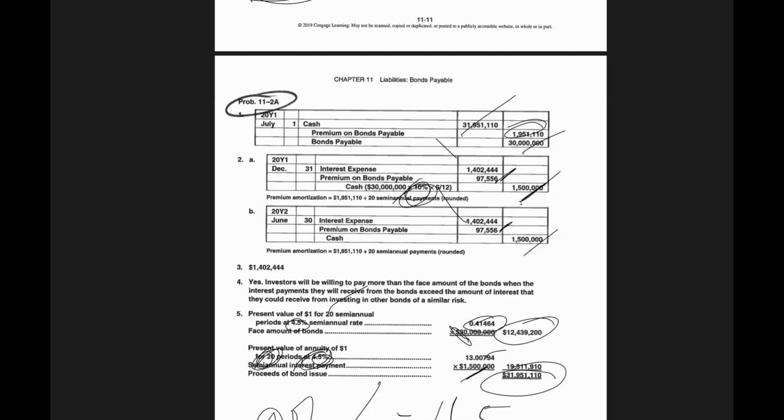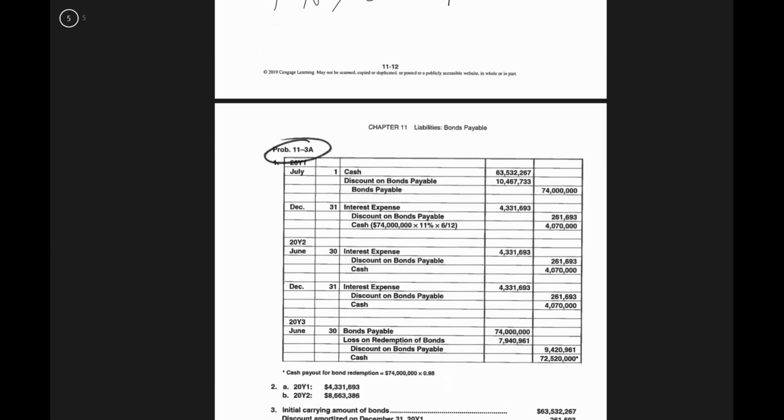And then the last problem we have is problem 3A, entries for bonds payable. Number one, issued a $74 million 20-year 11% callable bond dated July 1st when the market rate was 13. So we'll certainly get a discount. 74 million. What we receive, 63 million, goes to the discount.